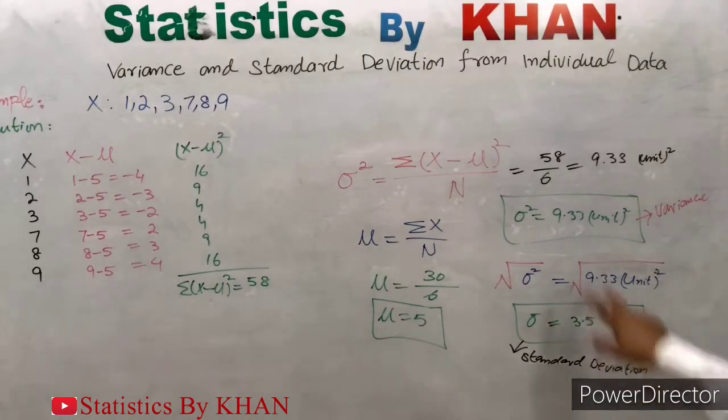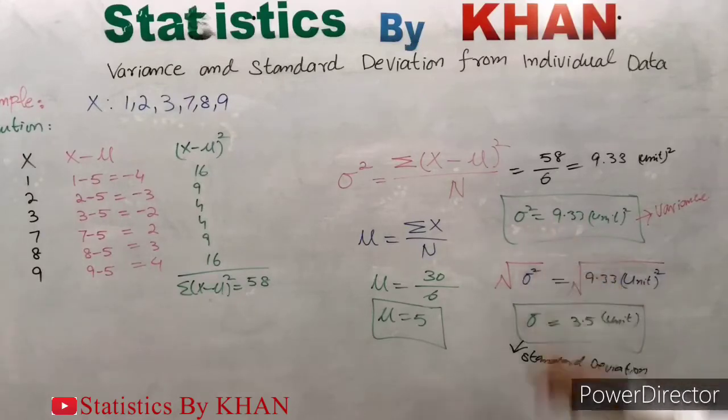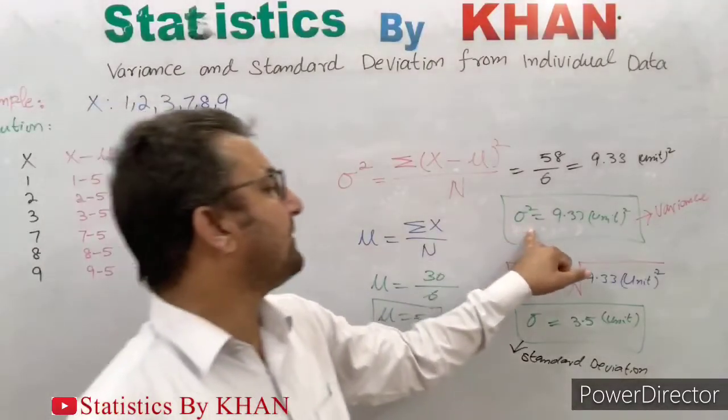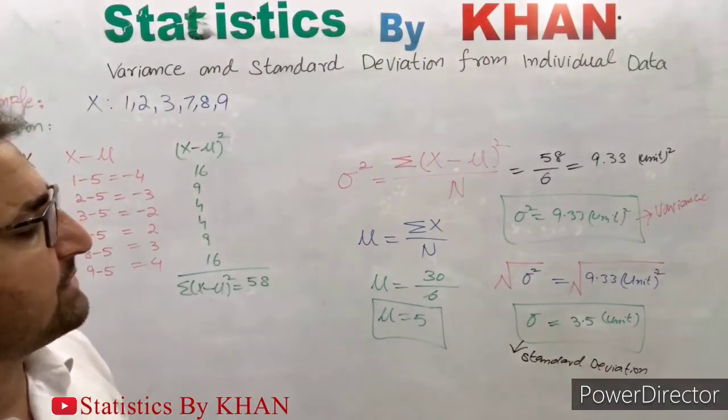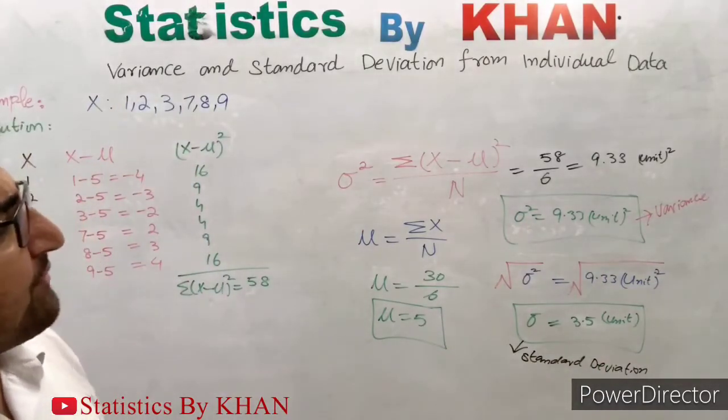So over here we have computed variance, which became 9.33. When we took the square root of this variance, we obtained the standard deviation. So on the basis of their interrelationship, we can obtain one from the other. Now the computation of the population variance and the population standard deviation has been completed over here. This is enough for the computation.